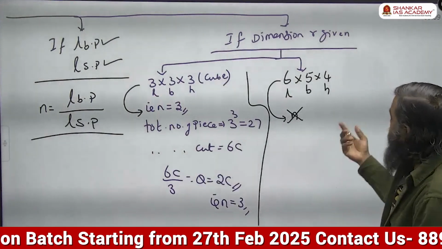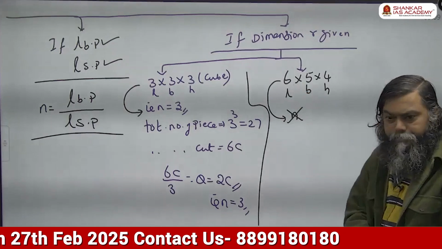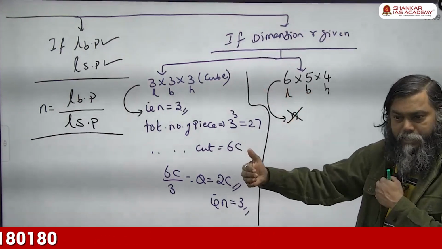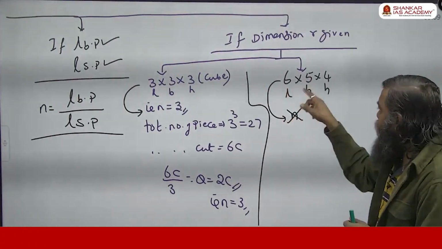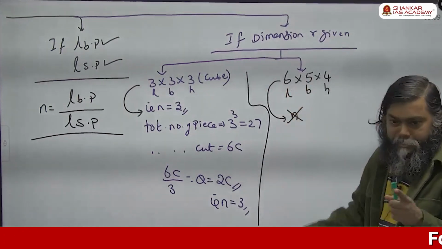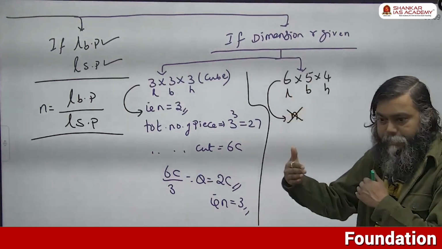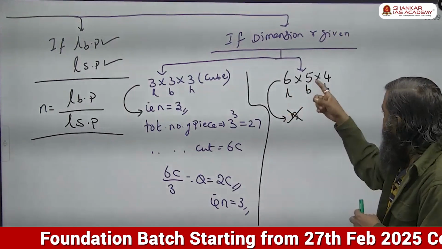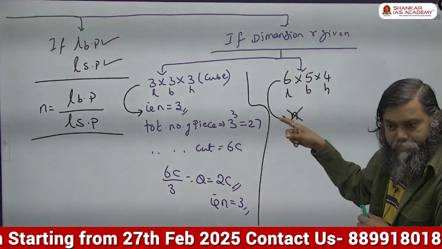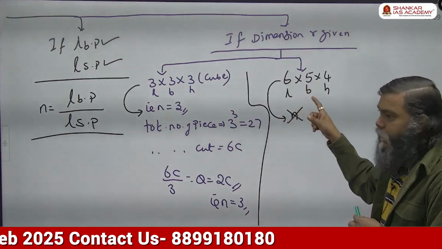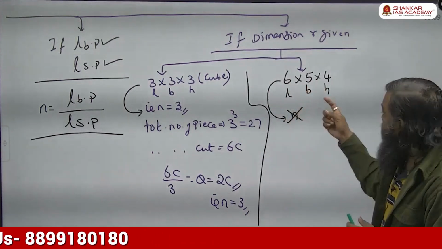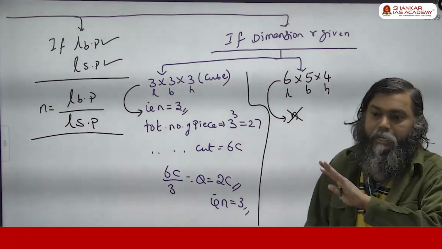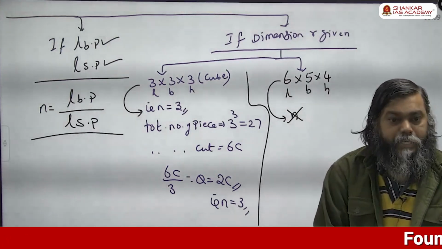Listen now carefully. Here, length, how many pieces? 6 pieces. This is the bigger piece. So here 6. That means smaller piece is 1. 6 by 1. That means for length n equal to 6. Length of the bigger piece is 6 centimeter, length of the smaller piece is 1 centimeter. That means 6 by 1, that is 6. For breadth, 5 by 1, so for breadth n equal to 5. For height n equal to 4. But one value for each side I cannot generalize. Understood?